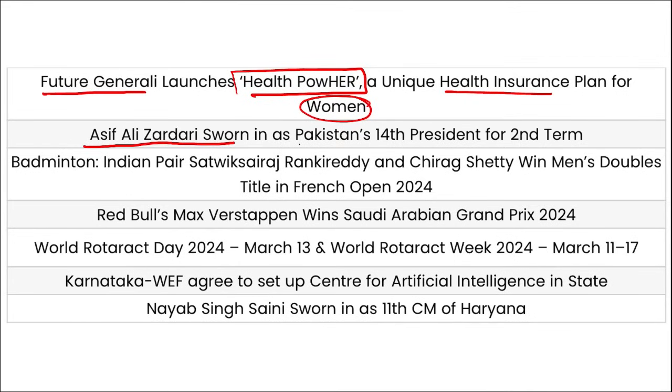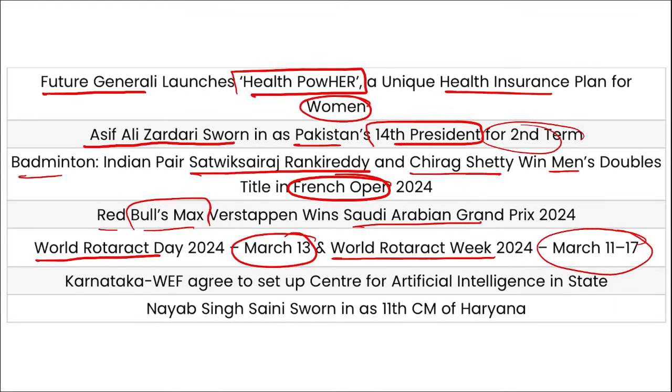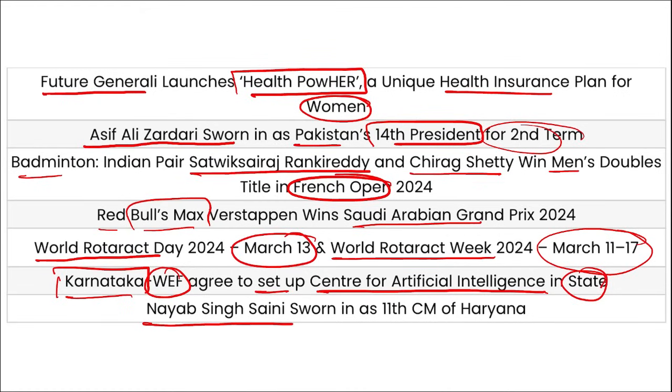Asif Ali Zardari has been sworn in as Pakistan's 14th president for second term. Badminton, if we talk about, in French Open, Indian pair Satwiksairaj Rankireddy and Chirag Shetty has won the men's double title. Red Bull's Max Verstappen won Saudi Arabian Grand Prix and he has also won the Bahrain Grand Prix. Then World Rotaract Day on 13th of March and World Rotaract Week from 11th to 17th of March. Then Karnataka partnered with World Economic Forum to set up the Center for Artificial Intelligence in their state, and this will be first of its kind. Then Nayab Singh Saini has been sworn in as the 11th Chief Minister of Haryana.